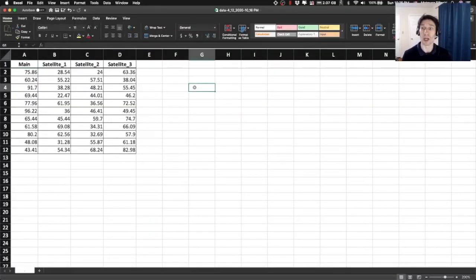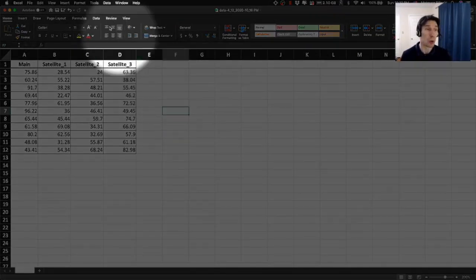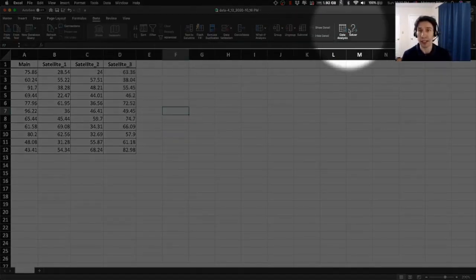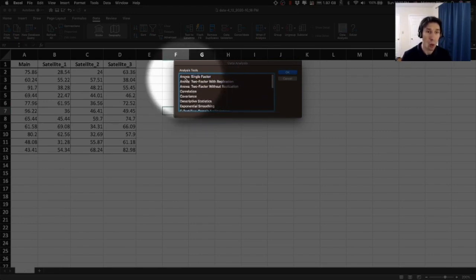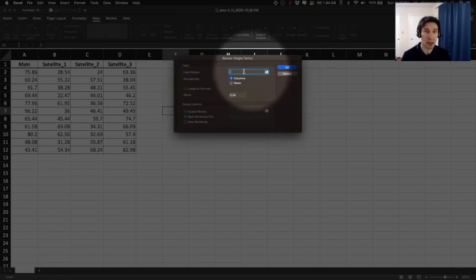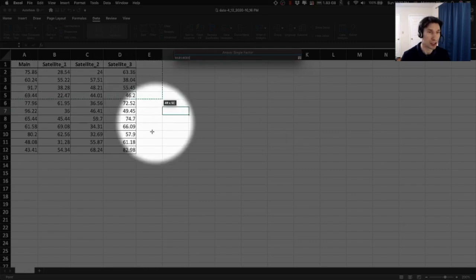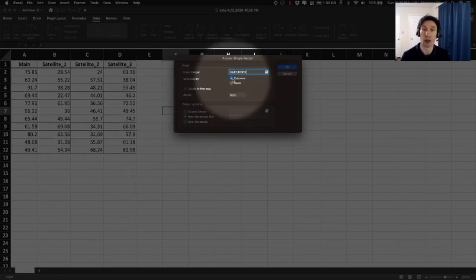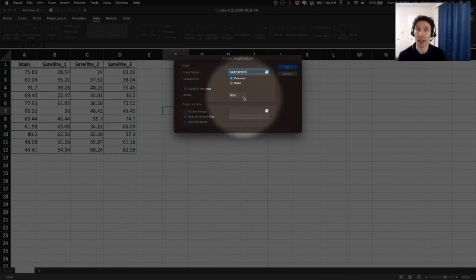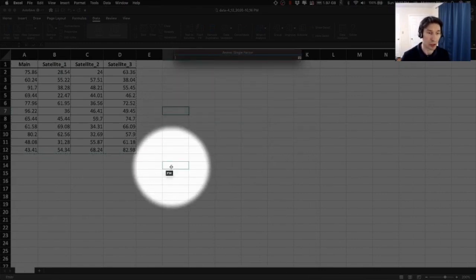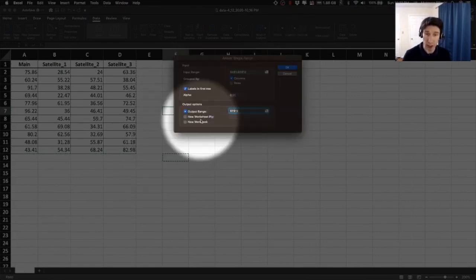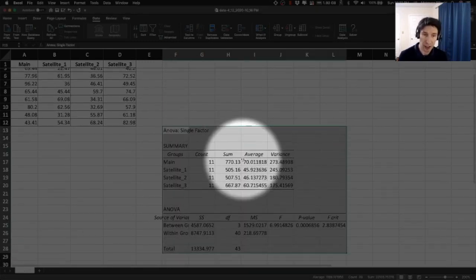I'm going to do an ANOVA analysis. So I click on data, then I click on data analysis. Then I select ANOVA single factor, and that's one-way ANOVA. Click OK. Input range. I select all of this. Grouped by columns, yes. Labels in first row, yes. Alpha was 0.05. You can go back and check. And the output range, like I said, I prefer to add it inside the same spreadsheet. Press enter, and here it pops up.